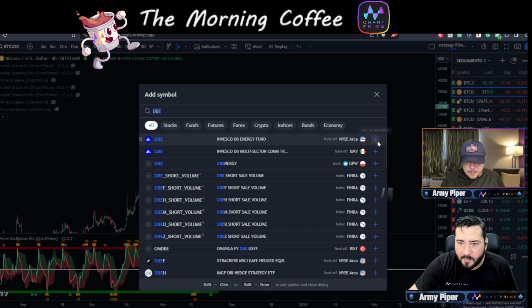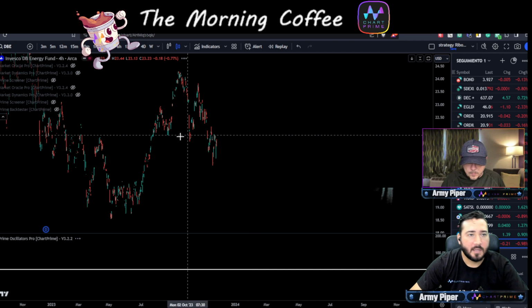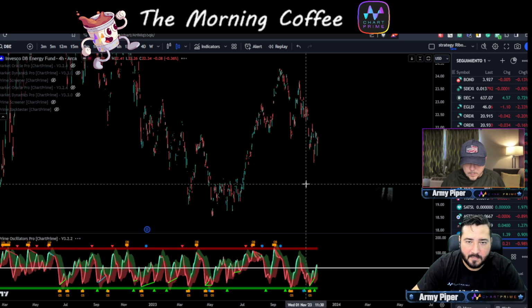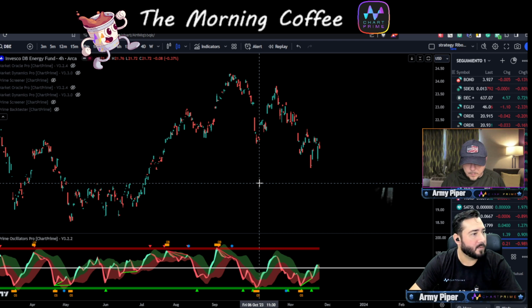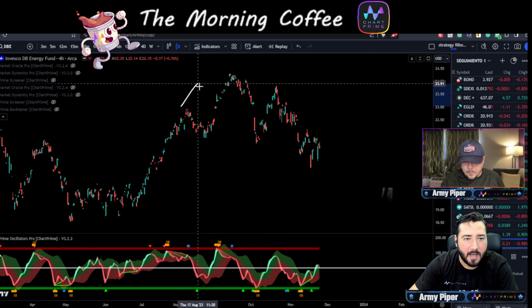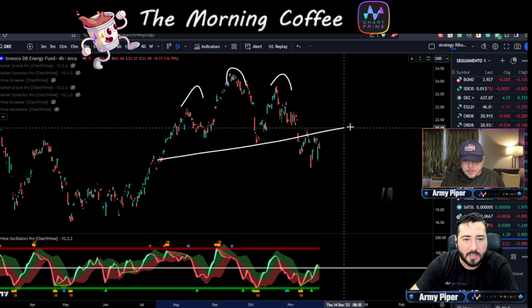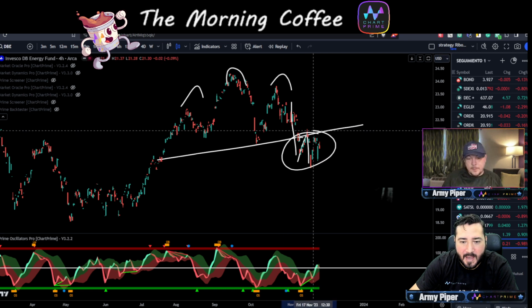All right, perfect. Let me just add it. Go here, click once, and this is very choppy. But let's get started by analyzing what we see here. First of all, I do see a head and shoulders here with a neckline. It's not about the breakout, it's about the retest, and off we go.